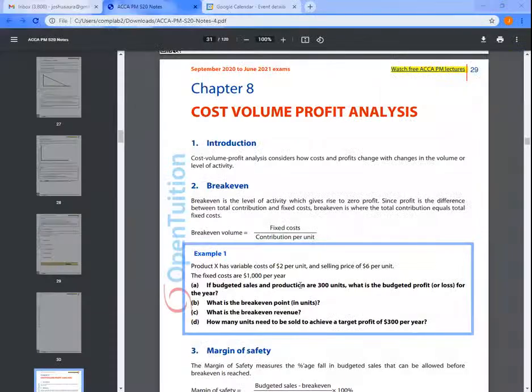Yes, so let's go to the next thing. The next thing that I would want us to do, ladies and gentlemen, is here. How many units need to be sold to achieve a target profit of 300 per year? Let's see whether there is any student who will be able to give us an answer.